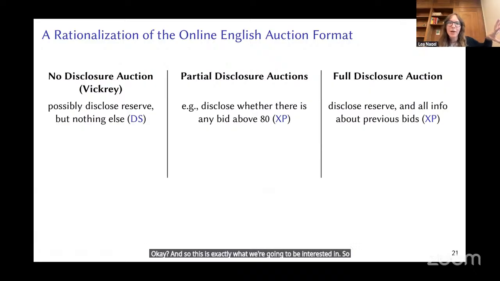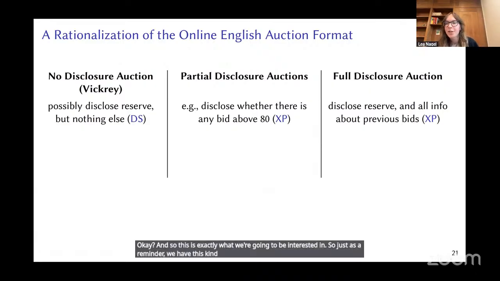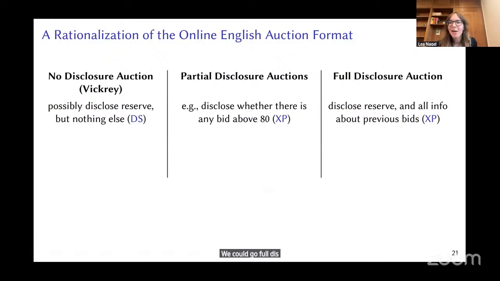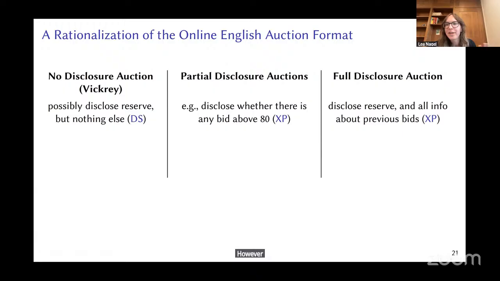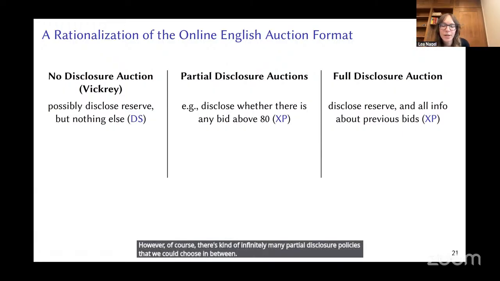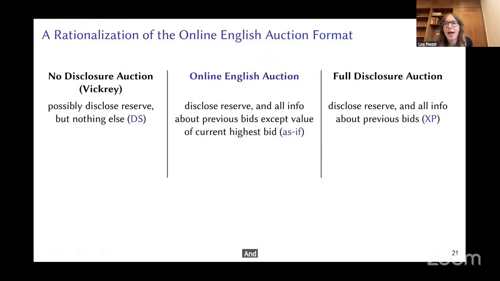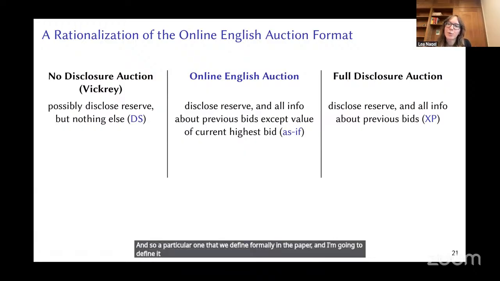Just as a reminder, we have this no disclosure dominant strategy auction, the Vickrey auction. We could go full disclosure and disclose literally everything that's happening as it is happening live. This is still going to be an ex post incentive compatible mechanism where being truthful is an ex post equilibrium. However, of course, there are infinitely many partial disclosure policies that we could choose in between. A particular one that we define formally in the paper, and I'm going to define it in words here, is what we refer to as the online English auction.